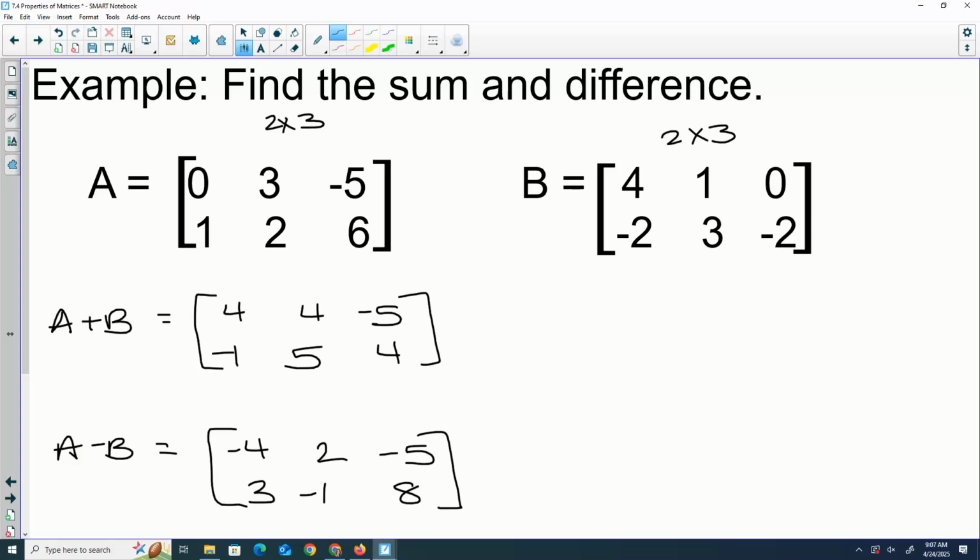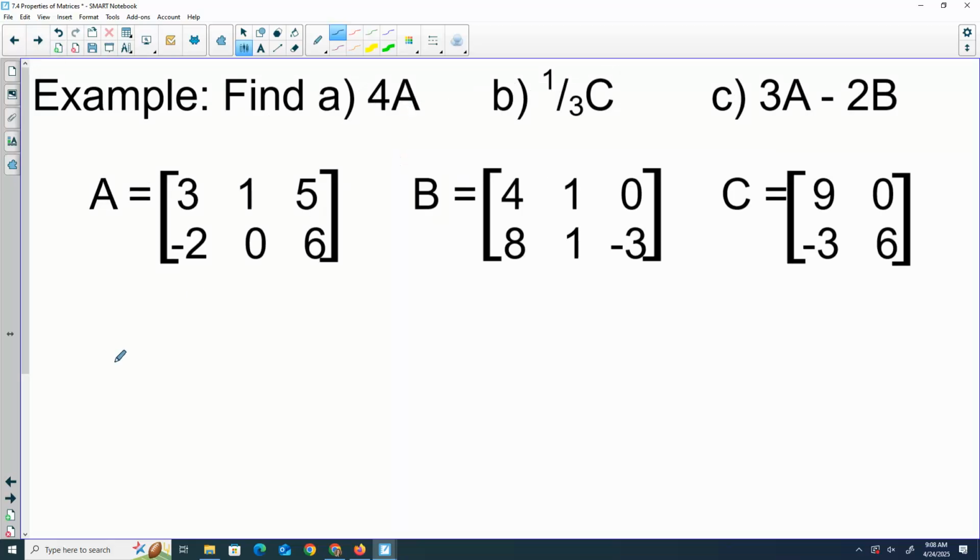Okay. We can also multiply matrices. Today we're only going to look at what happens if you multiply what's called a scalar, just a number, by your matrix. But you can probably predict. If I said 4A, what do you think you would do? Multiply the whole thing by 4. Yep, every single number times 4.